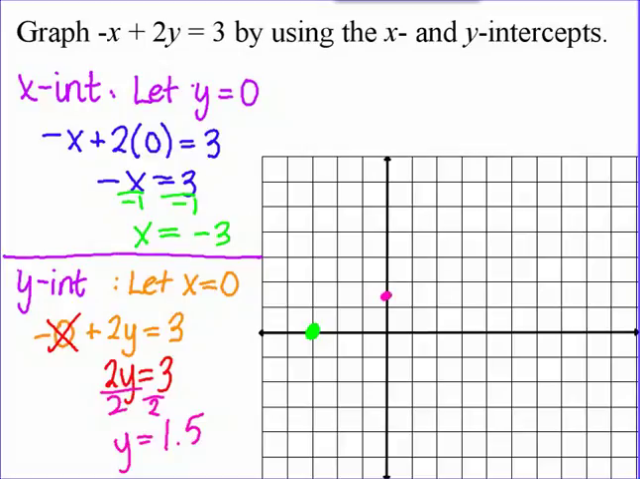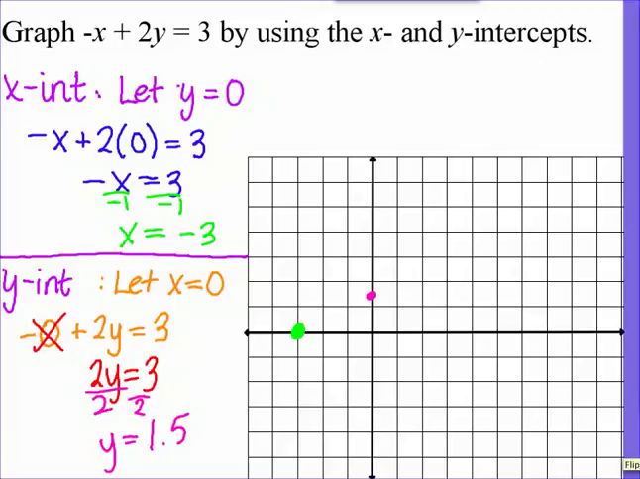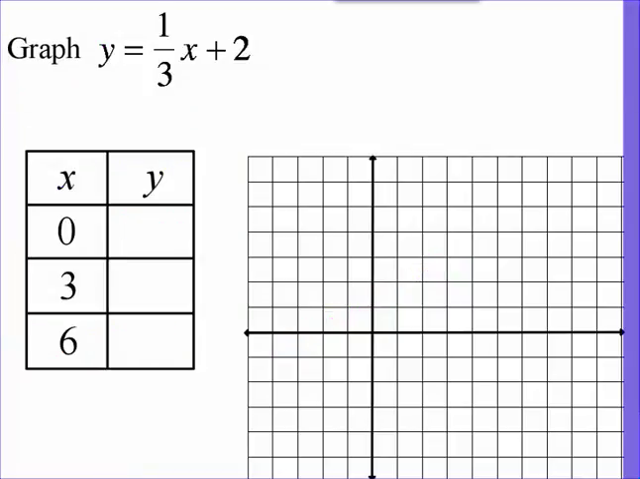What are you going to do with those two dots? Connect them. That's right. You're going to connect them with a line with arrows. And there you go. And there's what your graph is going to look like. That's all you have to do.